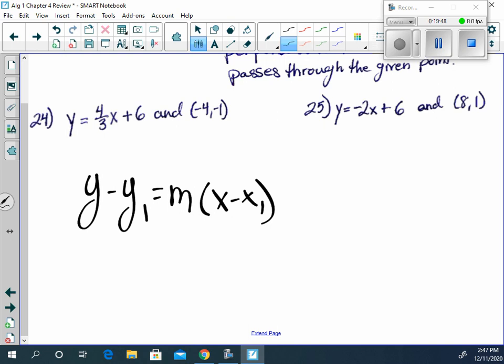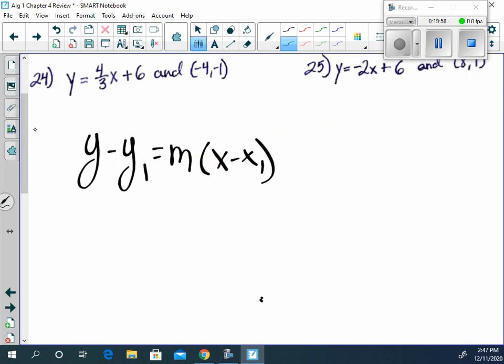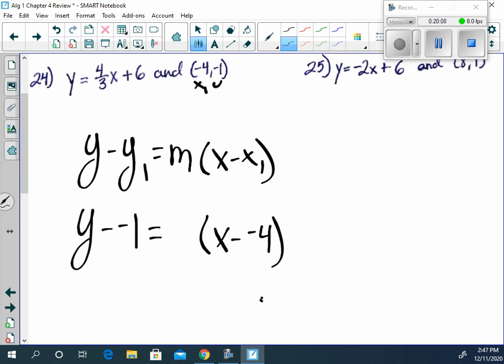Now they gave us the point the line passes through. It passes through the point (-4, -1). So that means here, y minus negative 1 is equal to, well, our slope times x minus x1, where x1, y1 is our point, and we can plug it in. Now, again, since these are perpendicular, they have opposite reciprocal slopes. So the slope for the first line was 4/3.